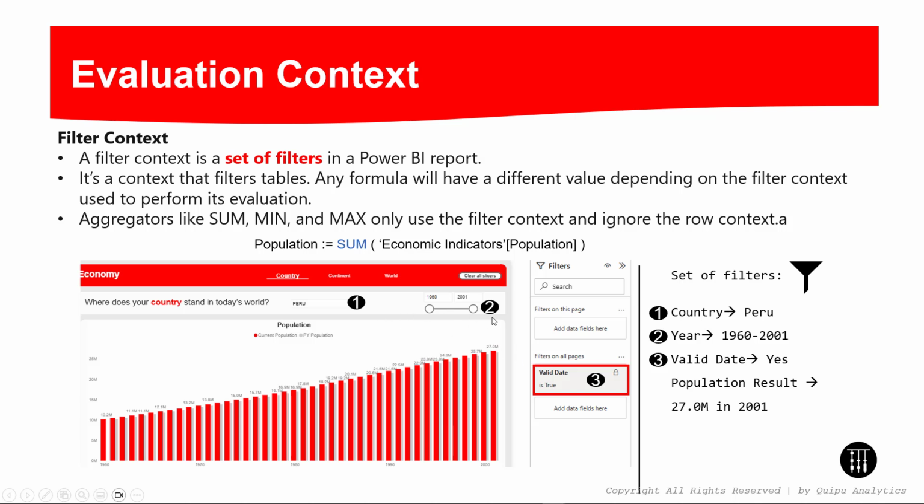And then if you want to see what's going on in 2001, by applying these filters, you can go over here and then you can see that we had 27 million people by applying these 3 filters. Peru, 2001, and also this filter right here, just for validated. And again, the same formula, the same measure can give you different results based on the filter context. You can move your filter here and then the result keeps changing dynamically as well. That is the importance of filter context.